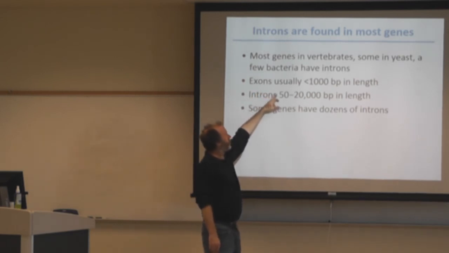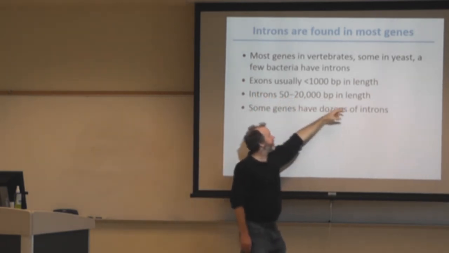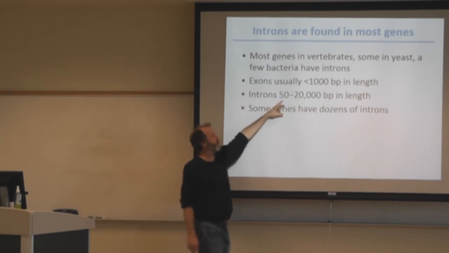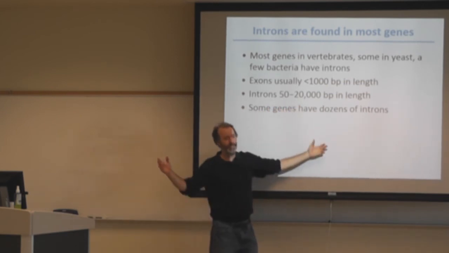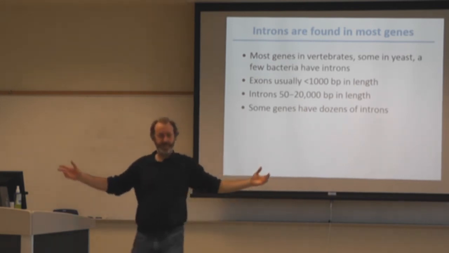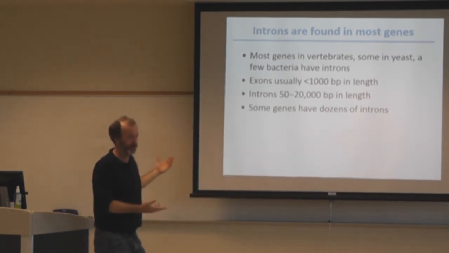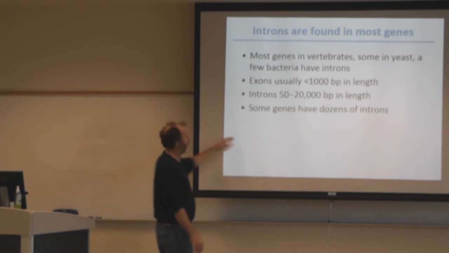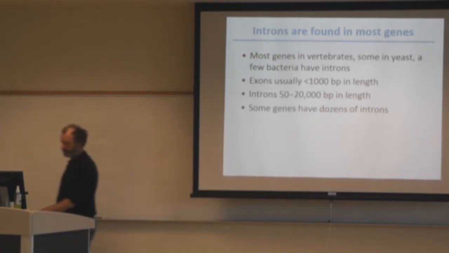Exons are usually less than 1,000 base pairs in length. Introns can range between 50 to 20,000 base pairs in length. So the majority of your gene could be introns. Some genes have dozens of introns.